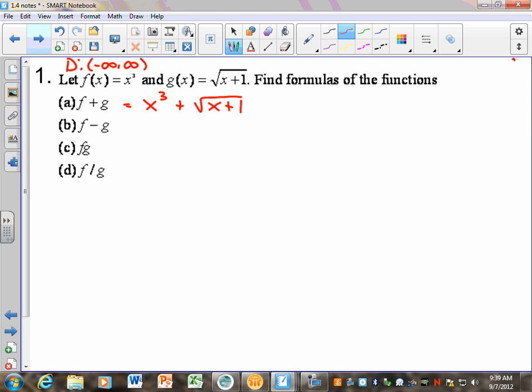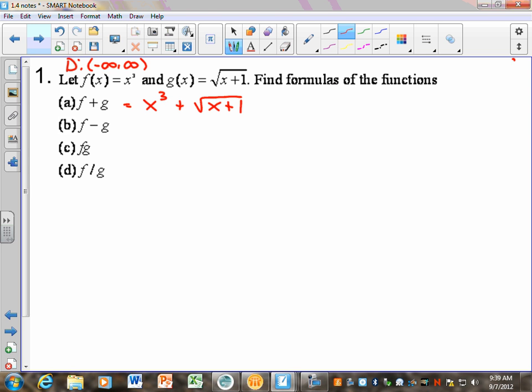But right now, we haven't even found the domain for A. We've only found the domain for f of x. Okay? So I also have to find the domain of g of x before I can find the domain of what happens when I add them together. The domain of g of x, this is a square root function.